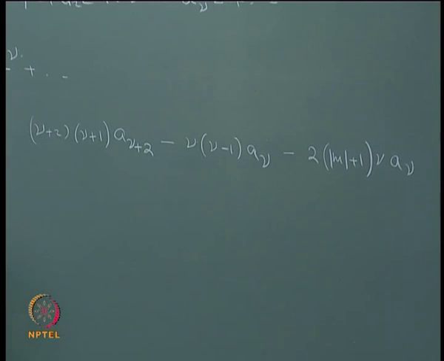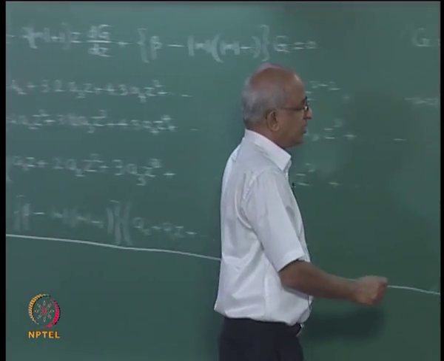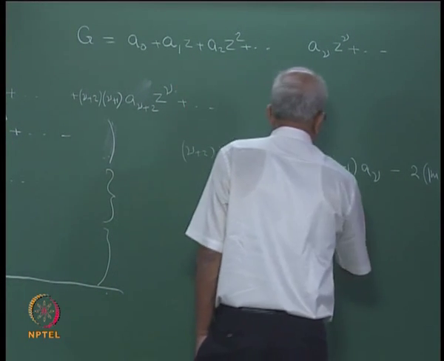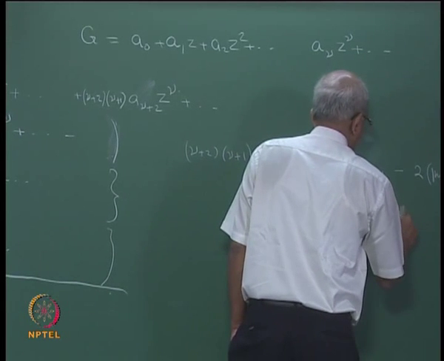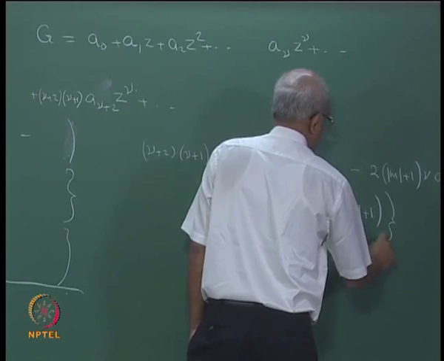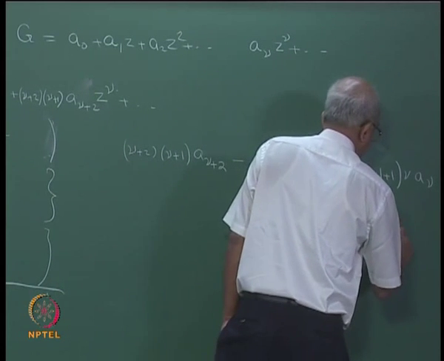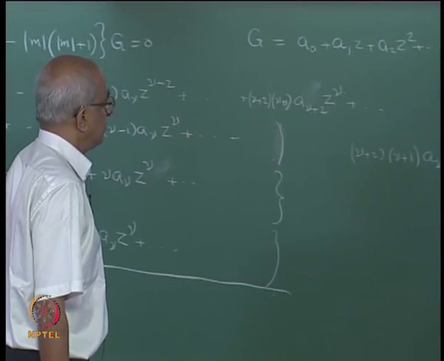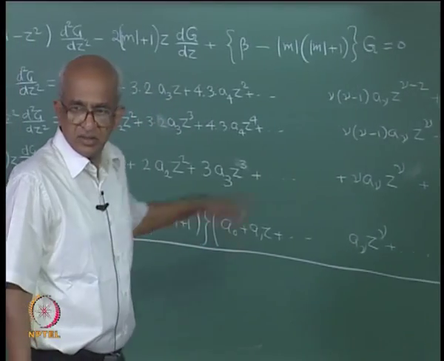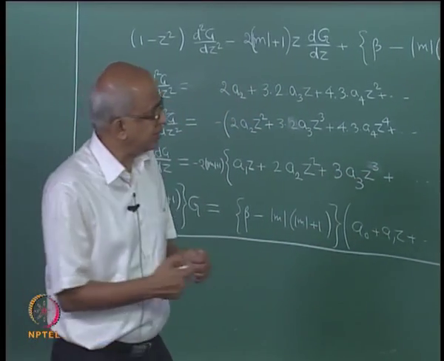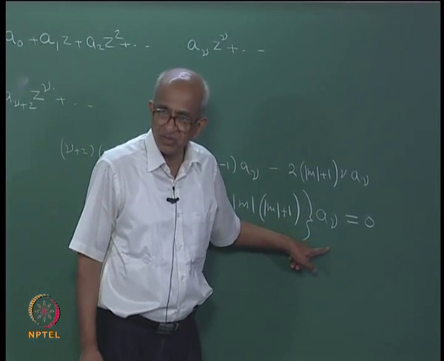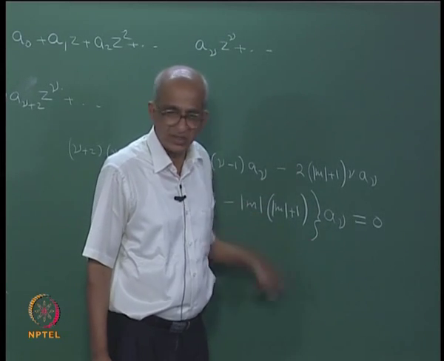Well, I would not want to go wrong anywhere. This I have taken into account. Then from here I am going to get plus beta minus m into m plus 1 into A nu, and this should be equal to 0. Right. This is the relationship that I get. You will realize that this is a relationship which is going to give me A nu plus 2 in terms of A nu. So, it is a recursion relation, and I can rearrange this.